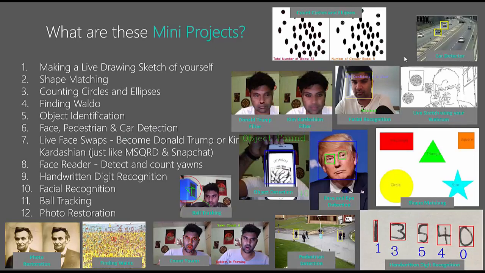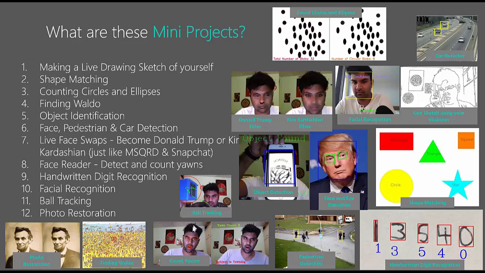So firstly, you're getting to make an awesome live sketch of yourself using our webcam. We then get to implement a simple shape matching project followed by an app that actually counts the number of circles and ellipses in an image. We then move on to our Finding Waldo project, followed by a simple object detection project. You then get to implement face, pedestrian, and car detection. After that, you get to implement a very cool live face swapping app here, where you can place Donald Trump or Kim Kardashian's or anyone else's face over yours in real time.